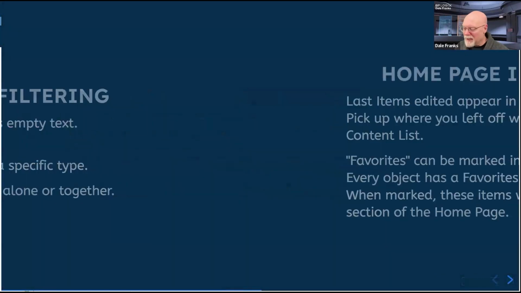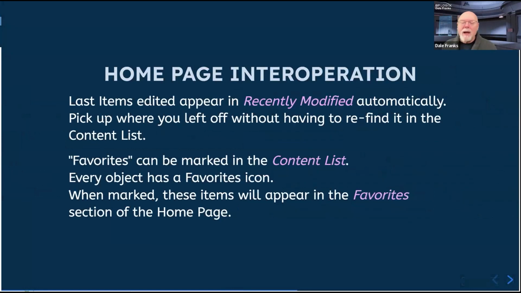It keeps doing that when I want it to do that. The new content list does not exist in a vacuum. It does work with the new Process Director homepage, although arguably the first item has nothing to do with the content list itself, which is that whatever I edit in Process Director automatically gets added to the recently modified section of the homepage. So that enables me to pick up where I left off.